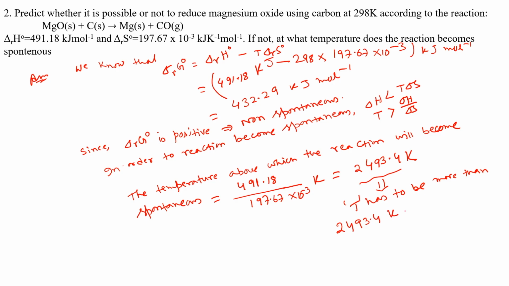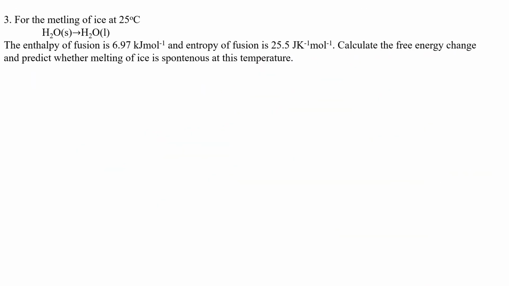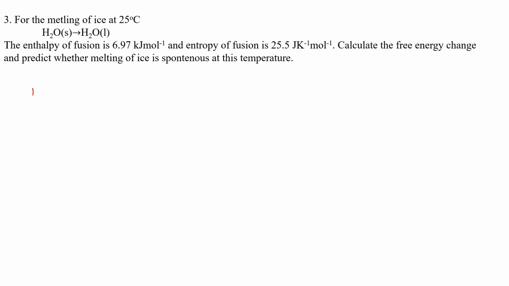For the melting of ice at 25 degrees Celsius, the enthalpy of fusion is 6.97 kilojoule per mole and the entropy of fusion is 25 joule per Kelvin per mole. Calculate the free energy change and predict whether the melting of ice is spontaneous at this temperature. Okay. So, delta G is your delta H minus T delta S.